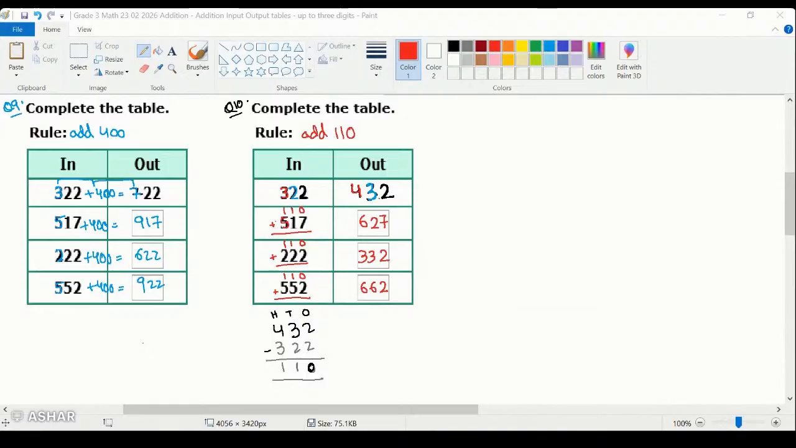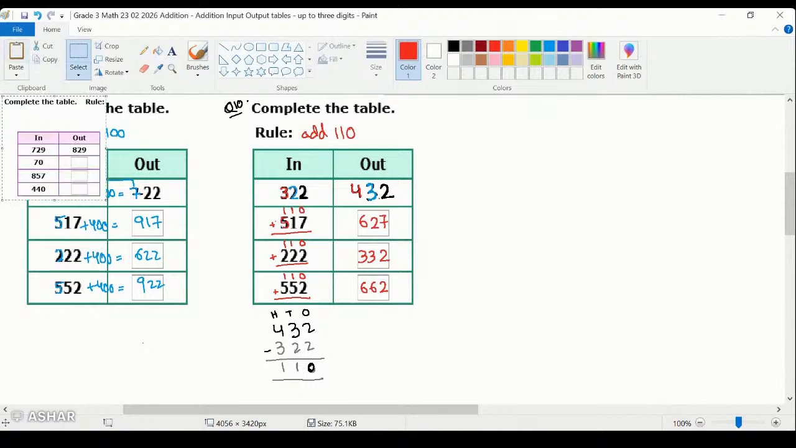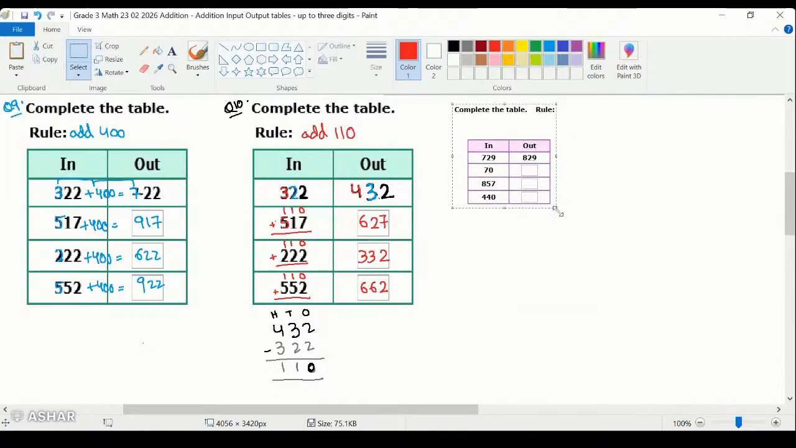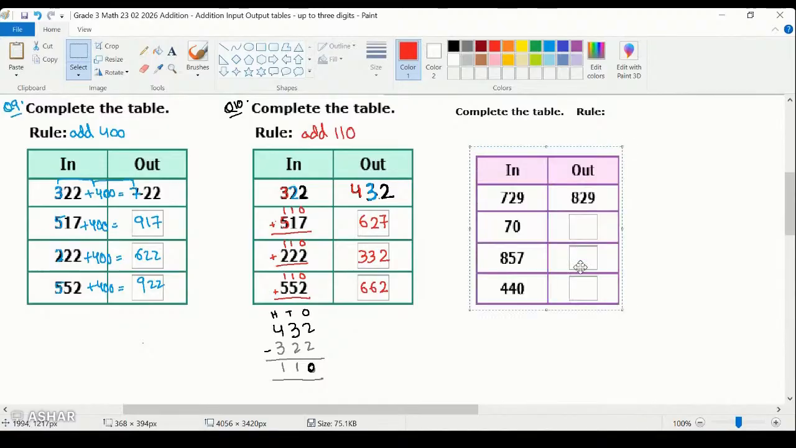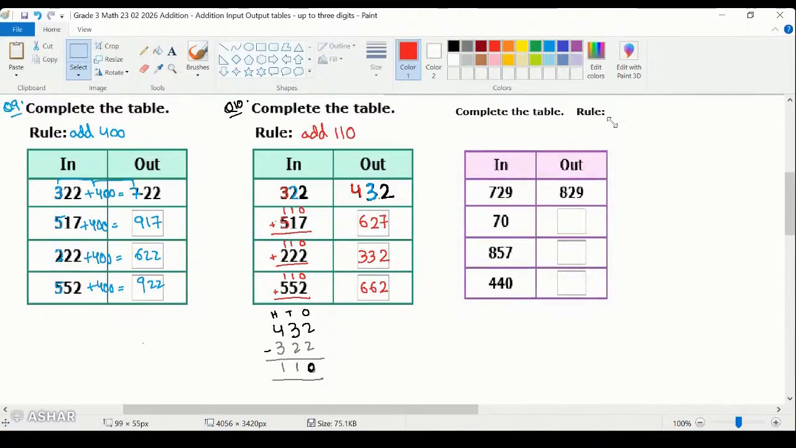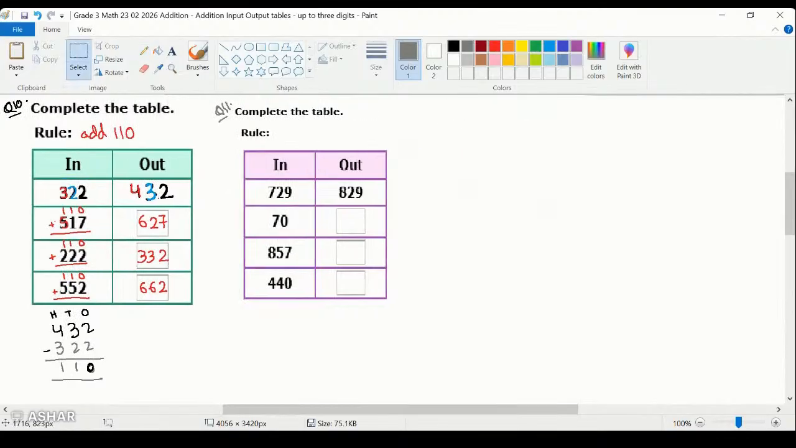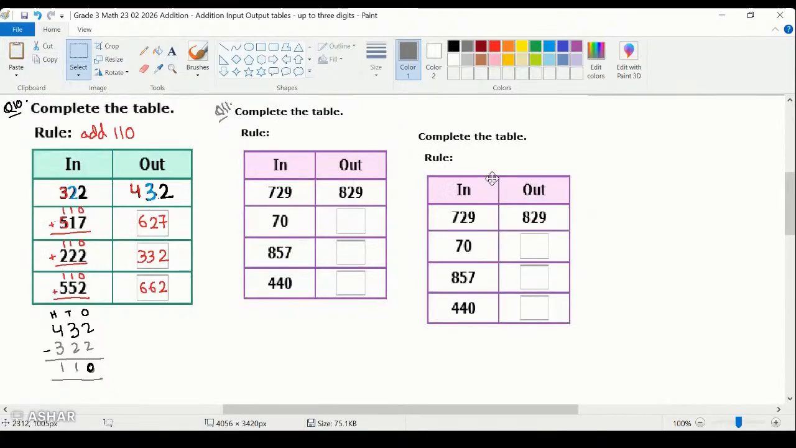I'll try to make a difference. First, we'll do it the regular way. Then in the next part, I will change some values. Question number 11. It says complete the table, find the rule. Originally, the rule was given to us. We are trying to make a question where we would need to find the rule. So what is the rule for question number 11?